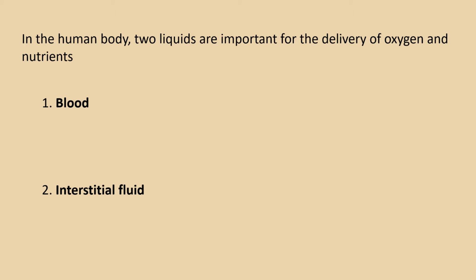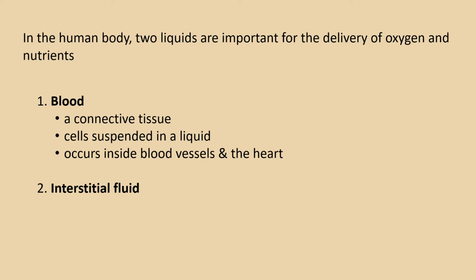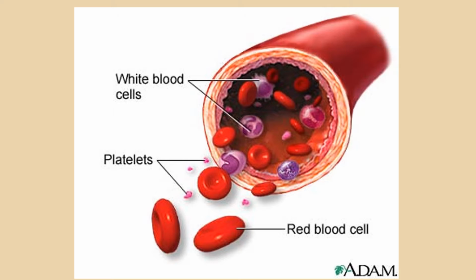So in the cardiovascular system, the two most important fluids are blood and interstitial fluid. Blood is a connective tissue, and blood is composed of a variety of cells that are suspended in a liquid called plasma. And normally this blood occurs only inside the cardiovascular system. So blood normally occurs inside blood vessels or inside the heart.